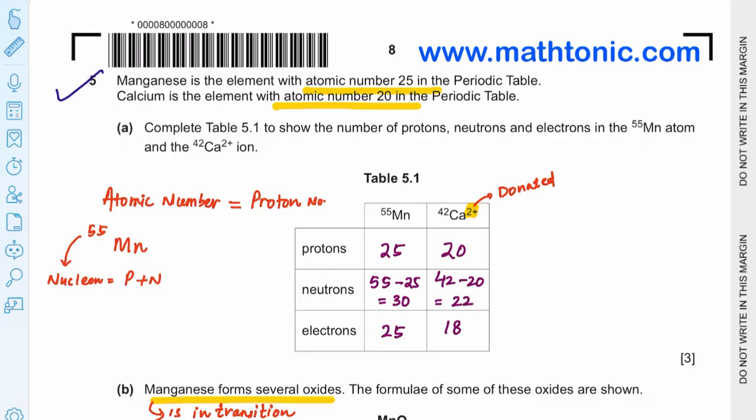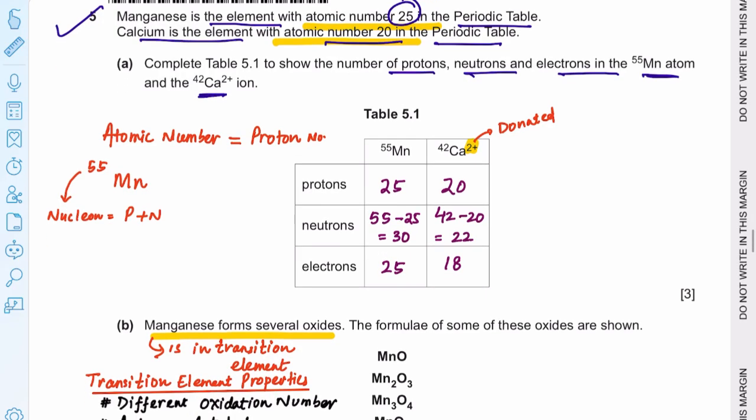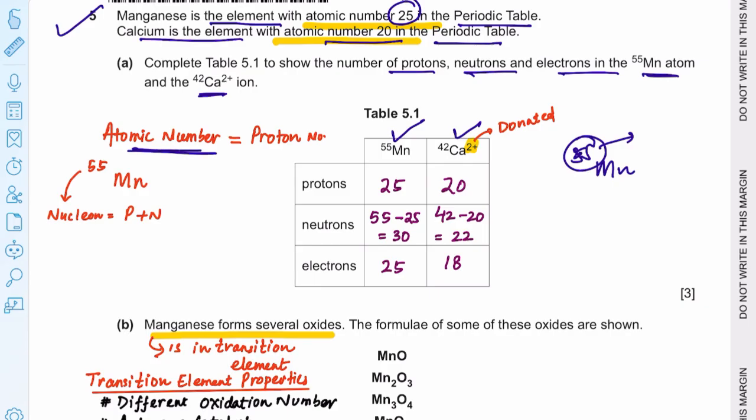Question number 5. Manganese is the element with atomic number 25 in the periodic table. Calcium is the element with atomic number 20 in the periodic table. Complete the table to show the number of protons, neutrons and electrons for manganese and calcium 2 plus ions. Here this is manganese, this is calcium 2 plus ions, positive ions. Remember when we have an element like this, it is written 55, for example. This is known as the atomic number. Atomic number is exactly equal to the proton number. So what is the atomic number we have? Yes, exactly.